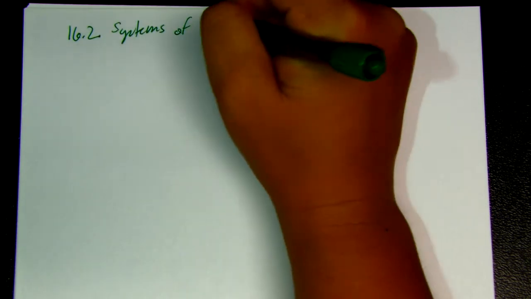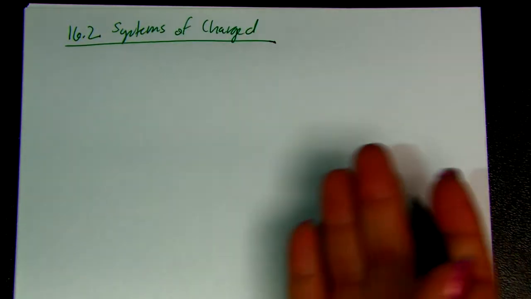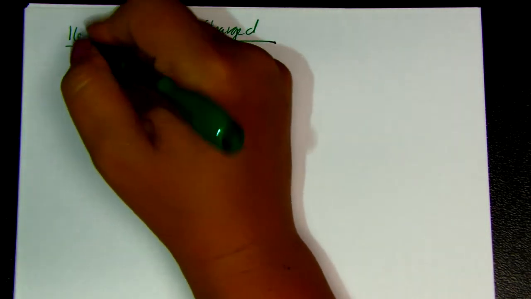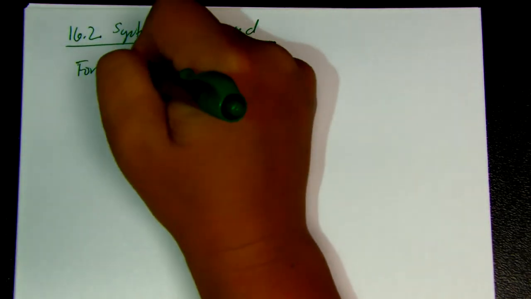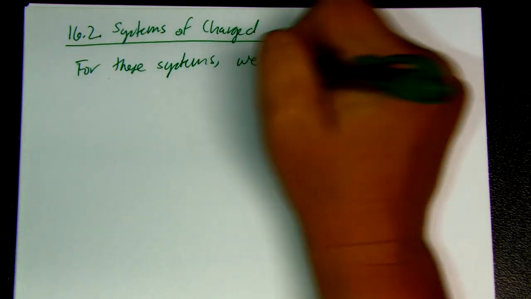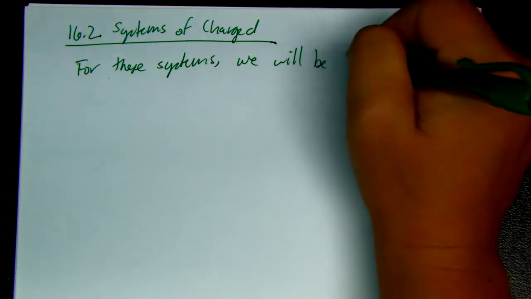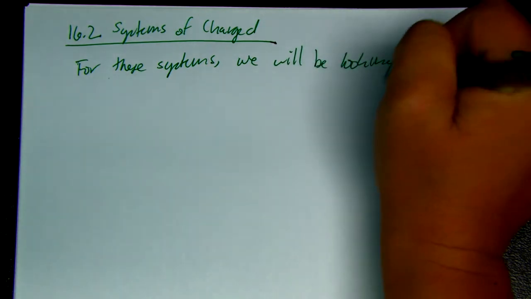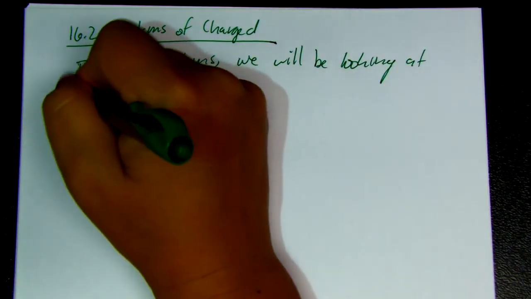All right, so going on with chapter 16, 16.2, looking at systems of charged objects. And so remember, this is all about potential energy. So we want to see the potential energy between objects of charge. So for these systems, we will be looking at interacting charged objects.